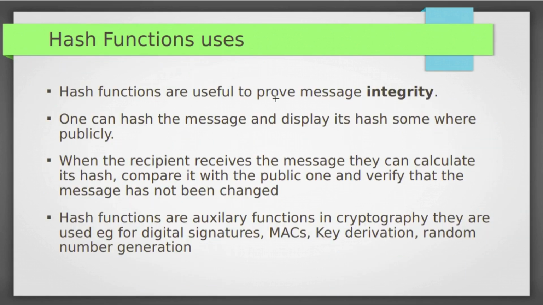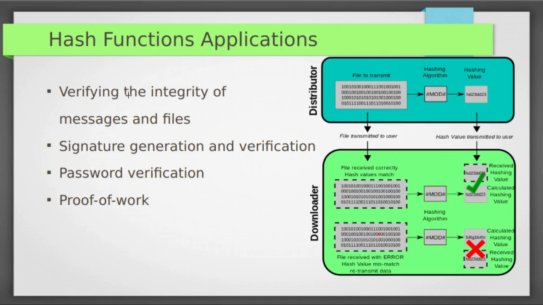Hash functions are useful to prove message integrity. Hash functions are auxiliary functions which are used in digital signatures, message authentication codes, and key derivation and random number generation. One application of hash functions is to verify whether a downloaded file was downloaded properly or not. We can verify that by a pre-computed hash. Suppose this is the file, we compute the hash based on some hash algorithm. This hash will be stored at some place, maybe on a website.